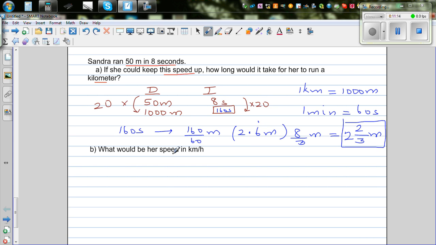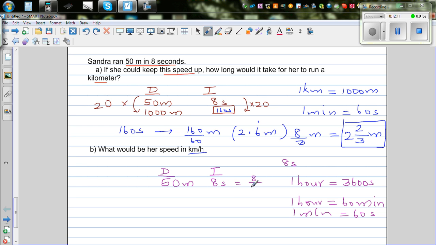And now, what would be her speed in kilometers per hour? So in kilometers per hour, let's again change this into distance and time. 1 hour has how many seconds? 1 hour has 3600 seconds, because 1 hour is 60 minutes, and 1 minute is 60 seconds. So we can say 50 meters in 8 seconds, which is 8 out of 3600 hours. Okay, 8 out of 3600.